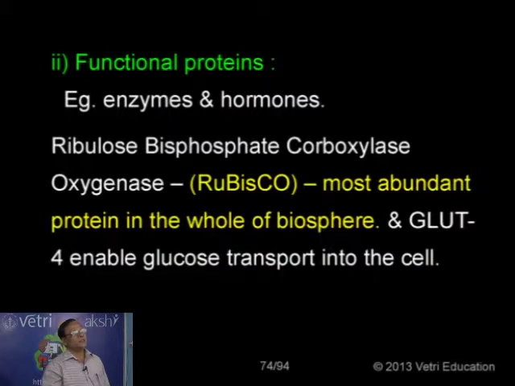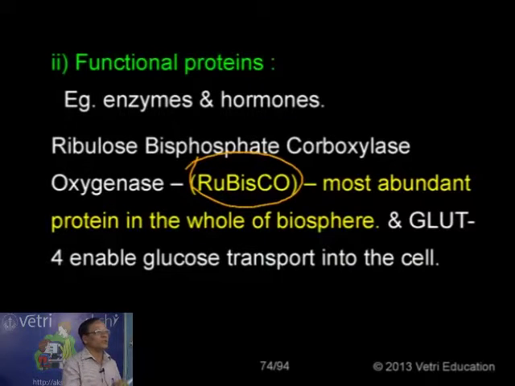So out of the enzymes we have either in the plant body or the animal body, one type of enzyme is most abundant in the whole of biosphere. The most abundant enzyme is nothing but RuBisCO. So ribulose bisphosphate carboxylase oxygenase. That is the most abundant enzyme. The most abundant protein also we can say.